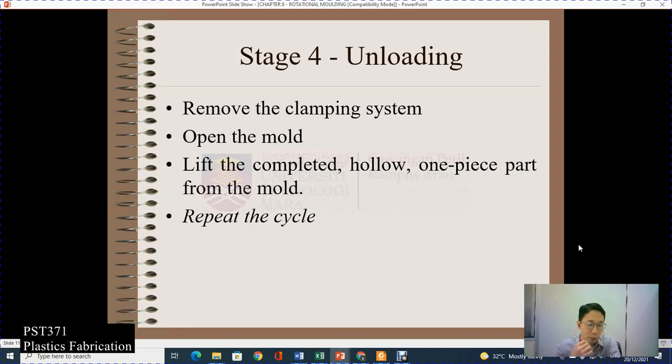Okay, stage 4, the unloading. After the cooling process, the unloading or removal of the parts. So remove the clamping system. You open the mold, lift the complete hollow one-piece part from the mold, and the cycle can be repeated.